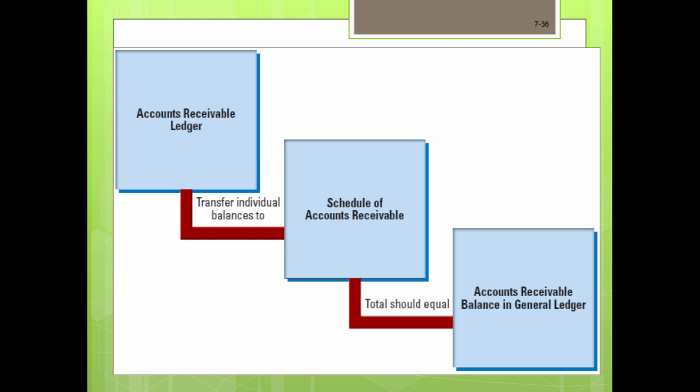And the figure here illustrates the relationship between the accounts receivable balance, the accounts receivable ledger, and the schedule of accounts receivable. Okay, so from the accounts receivable ledger, you transfer the individual balances to the schedule of accounts receivable, and that total should equal the accounts receivable balance in the general ledger.